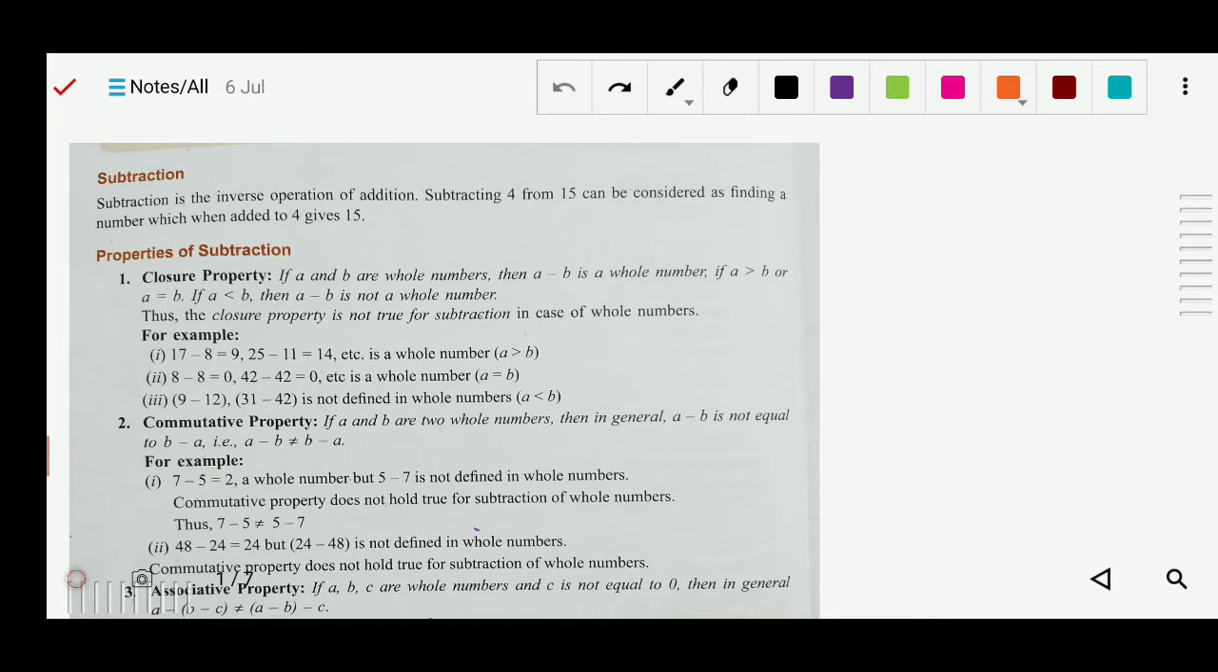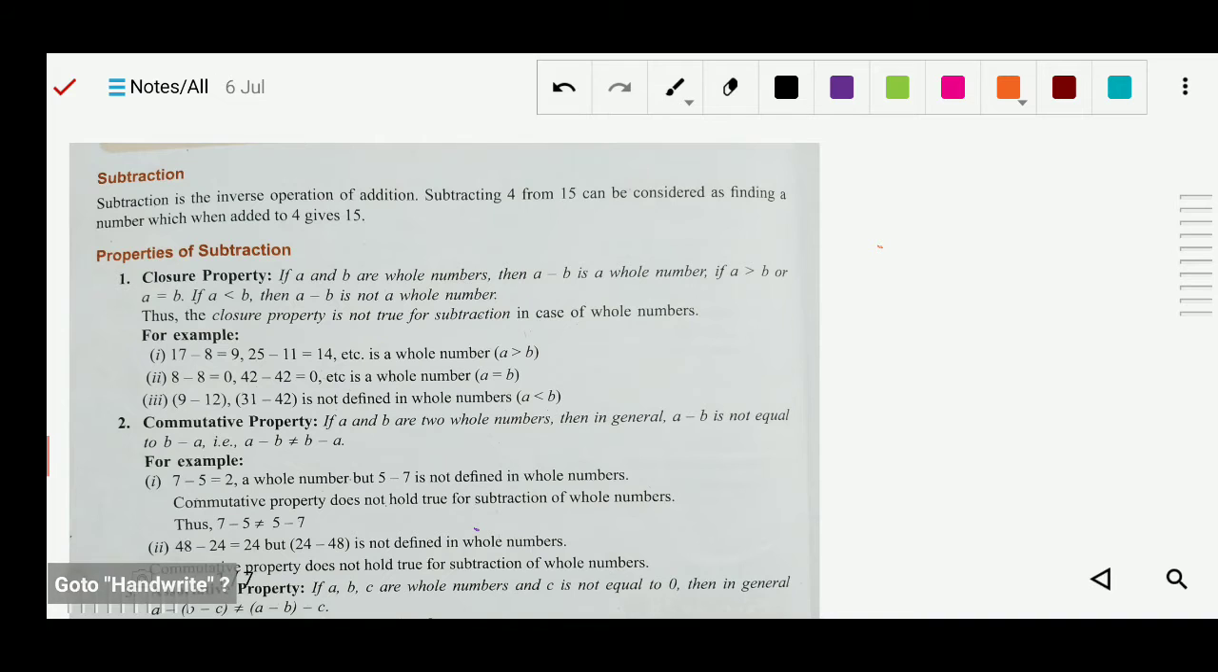First of all, we should know what subtraction is. Subtraction is the inverse operation of addition. It means the inverse operation of addition is your subtraction. Got it? That is all about subtraction. So there are some properties of subtraction.